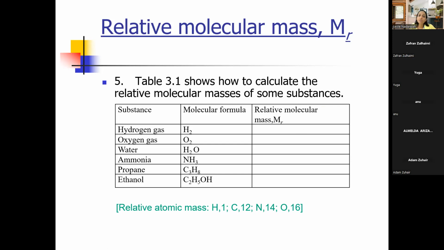So, you give me the answer. What's the answer for hydrogen? 2. Excellent, Shalina. Okay, another person, oxygen? 32. Excellent. Oh, sorry, it's not 48. Sorry, my bad. Okay, oxygen 32, correct. Okay, the same person cannot answer, give other people a chance, okay? Water. 18. 18, yes, I got so many people answering me. I'm not sure who is the one answering me, but good, yes.